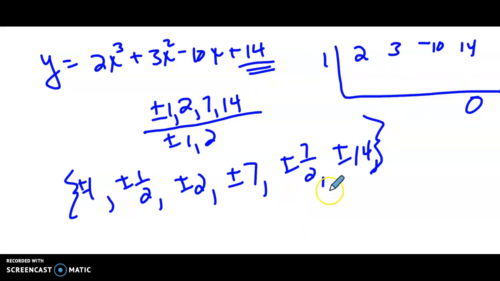If I don't want to do the synthetic division, remember I can just put them in for x and see which ones give me 0. Or you can use your graphing calculator and see where it's going through 0, or through the x-axis, but then you'll still need to use that number with synthetic division so that you can find those factors.